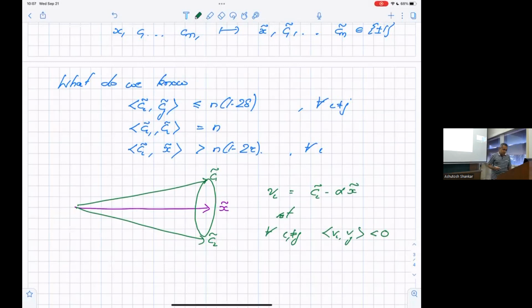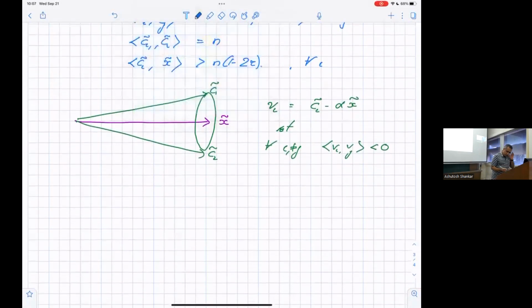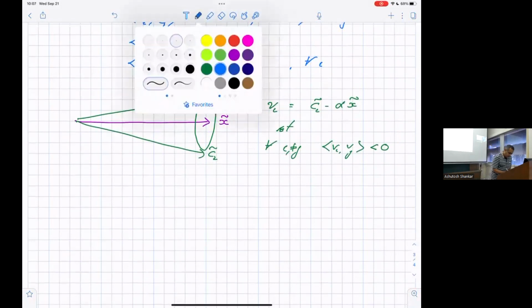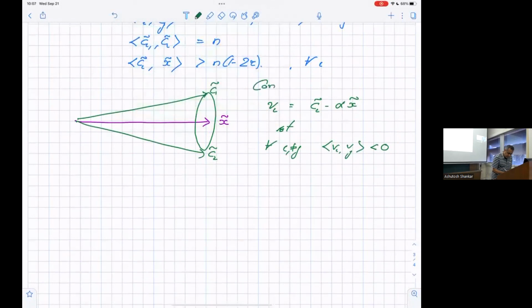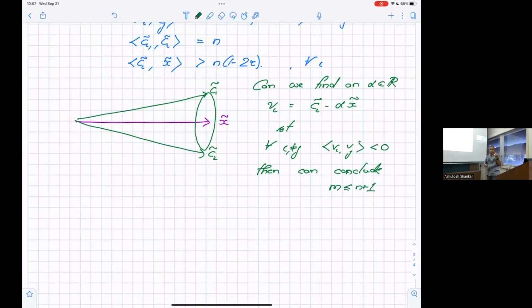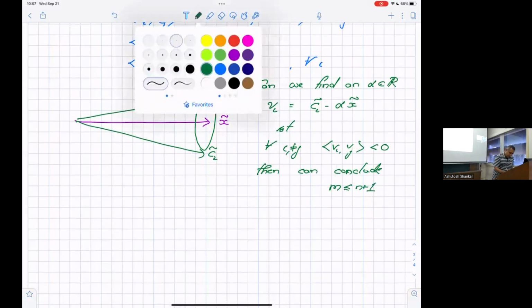So let's look at this. Is there a suitable choice of alpha? Can we find an alpha in the reals such that this happens? Then we can conclude m is less than or equal to n plus 1. That's exactly the geometric lemma we stated last time. So what's this alpha? Let's go to it.